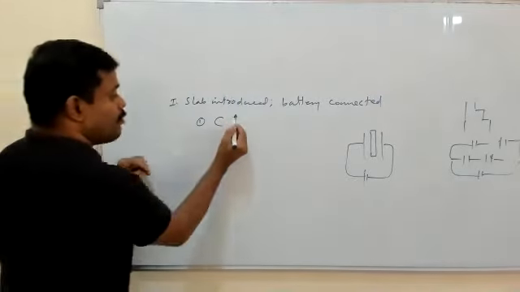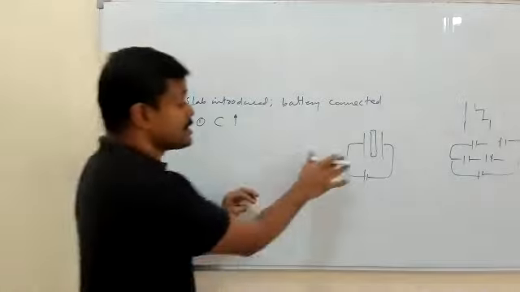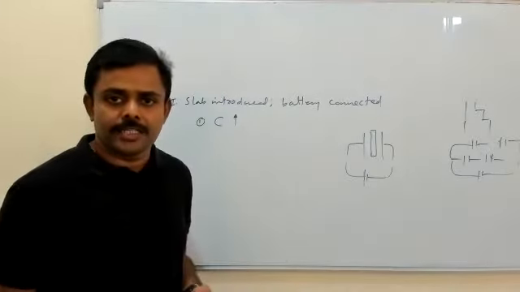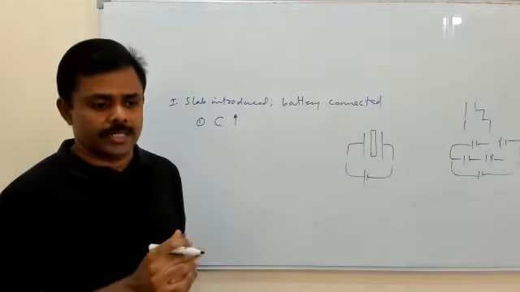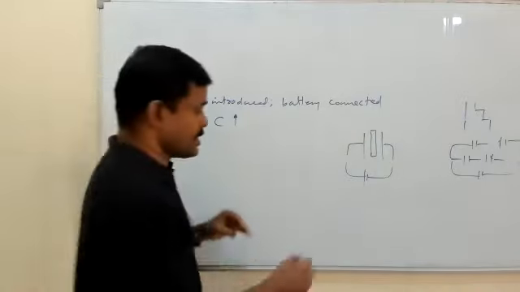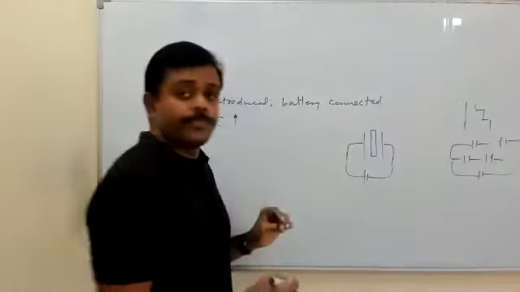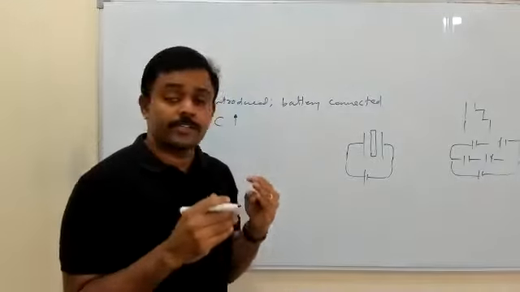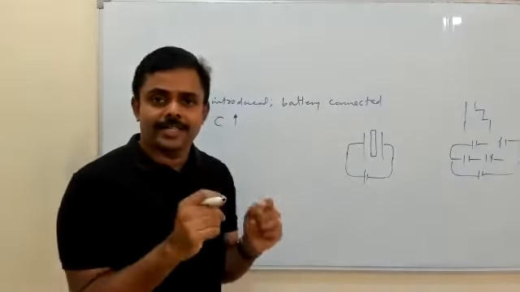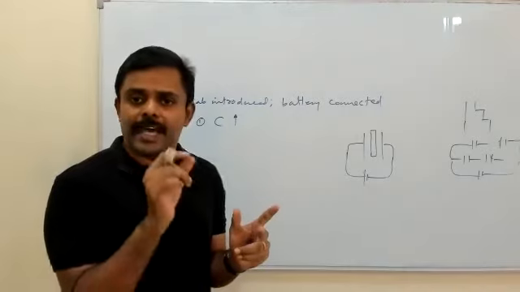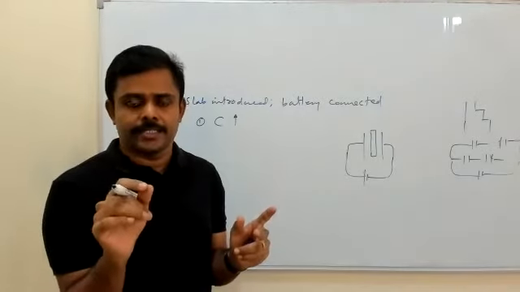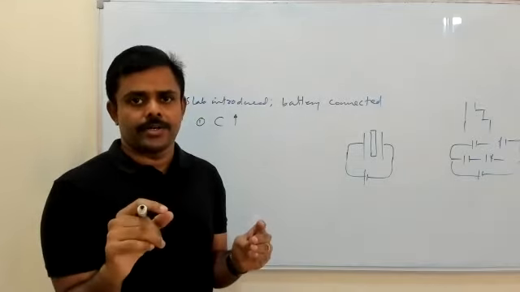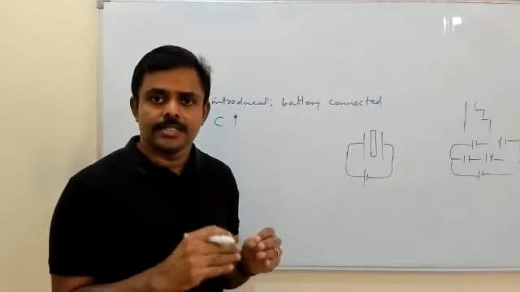What about the battery disconnected case? There is nobody to give further charges, so charge remains constant in such cases. I'm repeating: there are 2 cases you have to keep in memory. Battery connected and battery disconnected. Repeat after me, please. Battery connected, voltage is constant. Battery disconnected, charge is constant.